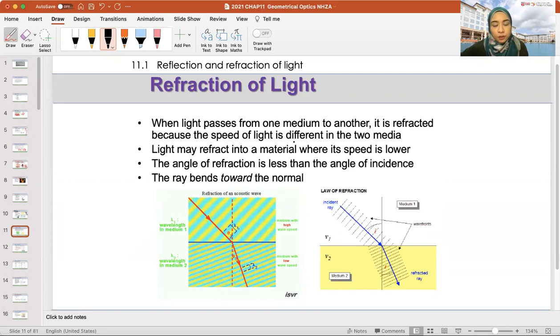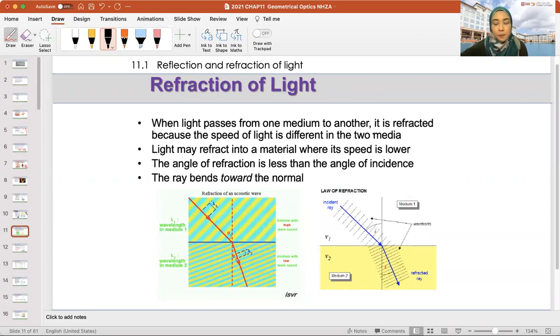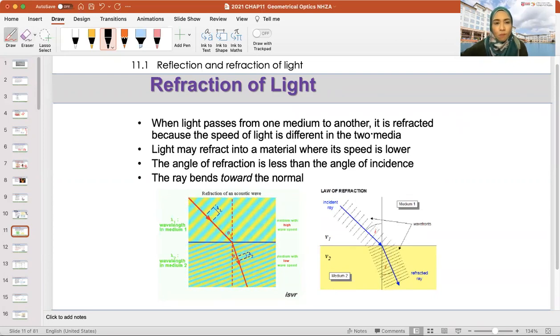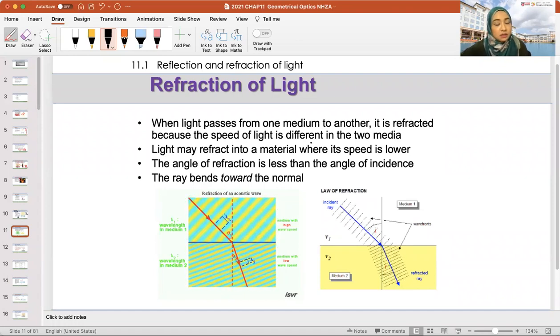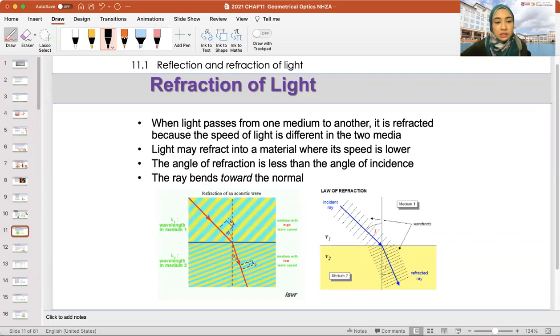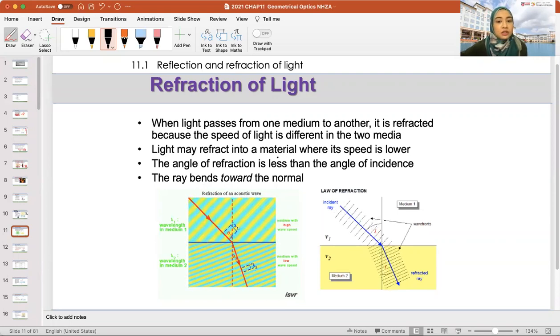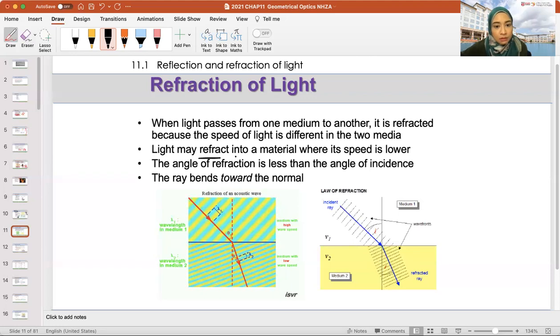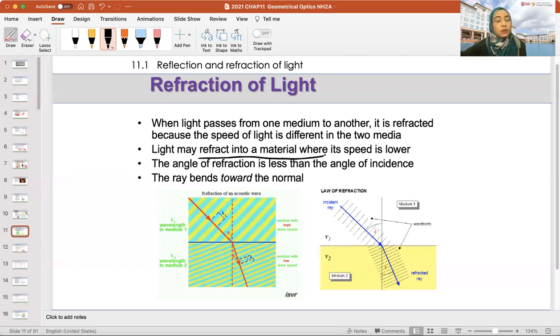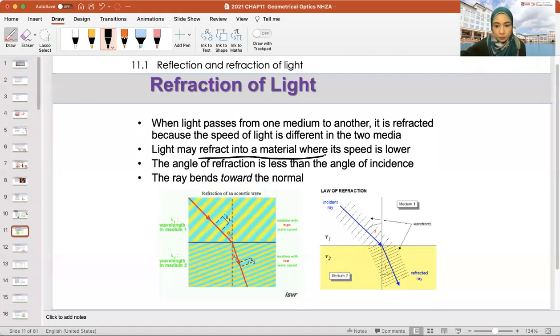So when light passes from one medium to another, it is refracted because the speed of light is different in the two media. We already talked about this. Light may refract into a material where its speed is lower.